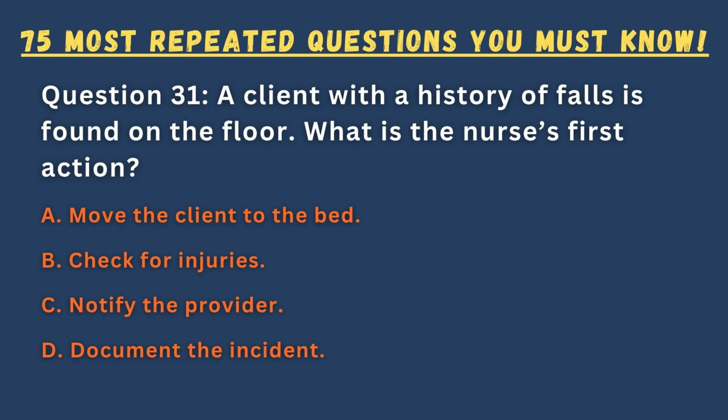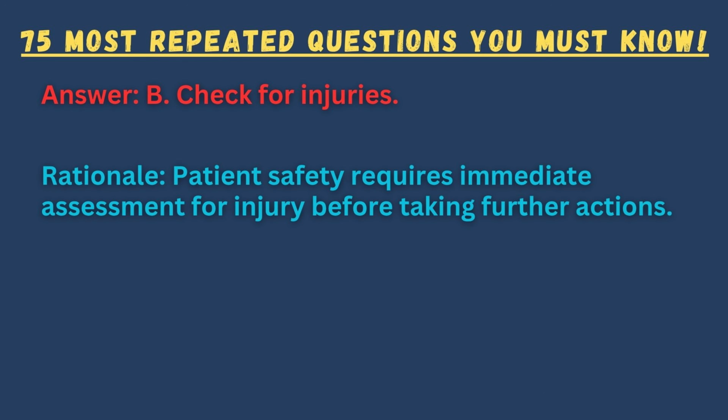Question 31. A client with a history of falls is found on the floor. What is the nurse's first action? A. Move the client to the bed. B. Check for injuries. C. Notify the provider. D. Document the incident. Answer: B. Check for injuries. Rationale: Patient safety requires immediate assessment for injury before taking further actions.